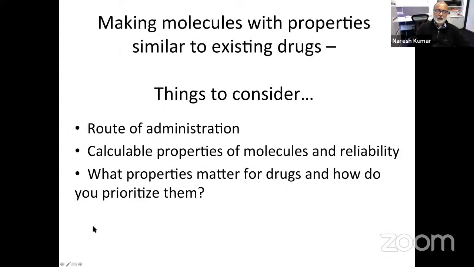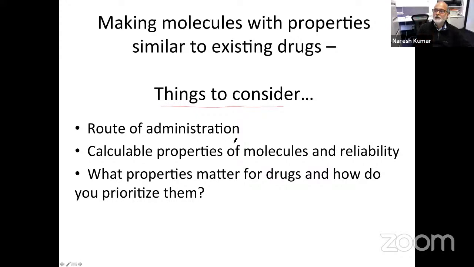So one thing, as I was mentioning to you earlier, is that when you're looking at molecules with properties similar to existing drugs, you should also consider the route of administration of the drug. The drug can be given many different ways. It can be taken as a pill. It can be given as an injection. So can we somehow tell which drug, if we take it orally, is going to be available to treat the disease?